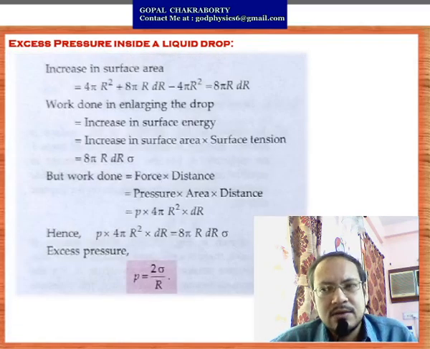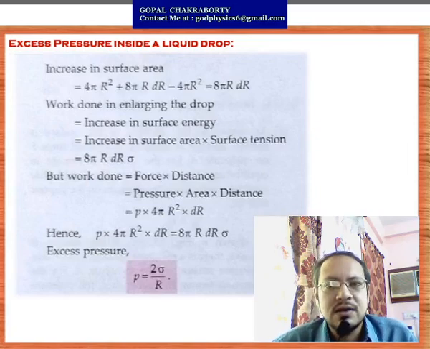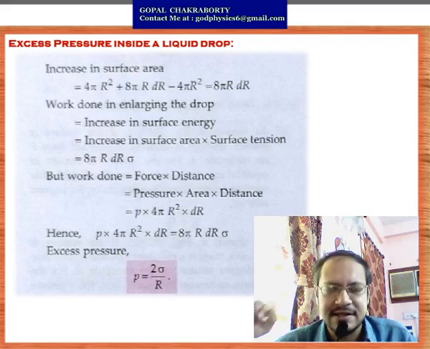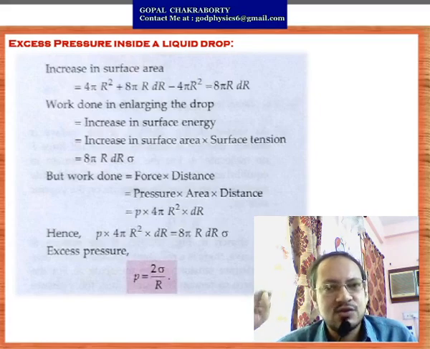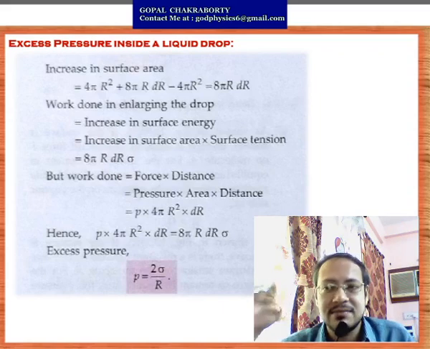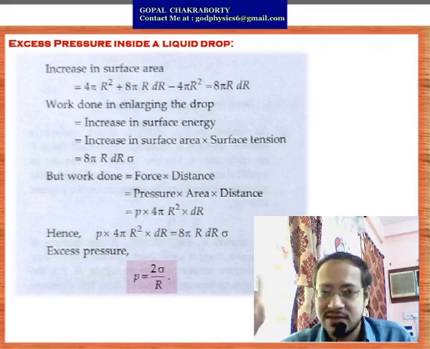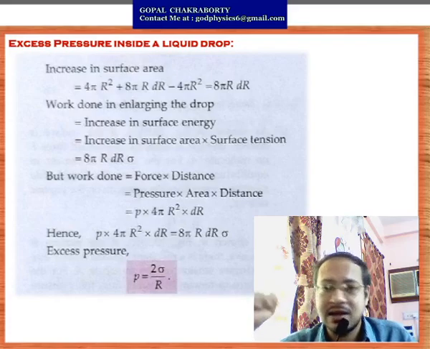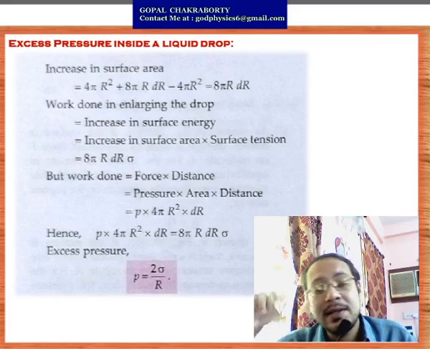Now, as you know, the increase in surface area is 8 pi r into dr. Okay, so how do you find this? Because the final surface area minus the initial surface area, as the final surface area is 4 pi r square plus 8 pi r into dr, and the initial one is 4 pi r square, so if you subtract these two, you will get the increase in surface area, 8 pi r into dr. So what is the work done?